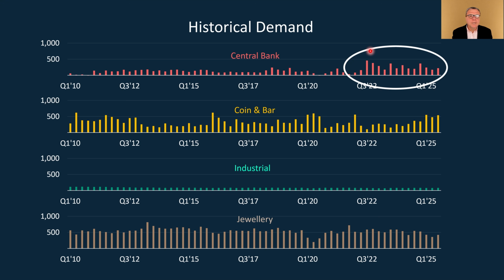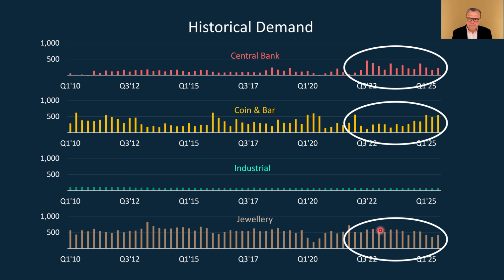We can see a big surge in central bank demand for gold after February 2022, when Russia invaded Ukraine. And we'll talk about that in just a moment. A big increase in the demand from investors in bar and coin and ETFs as well. And of course, something has to give, and what's given is jewelry demand.